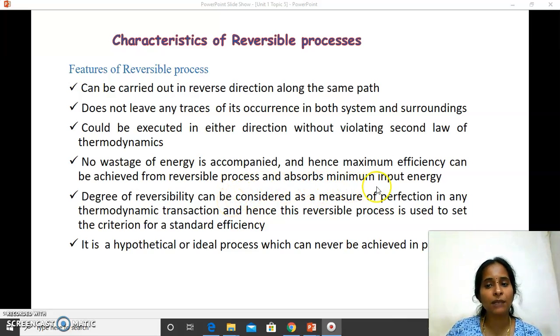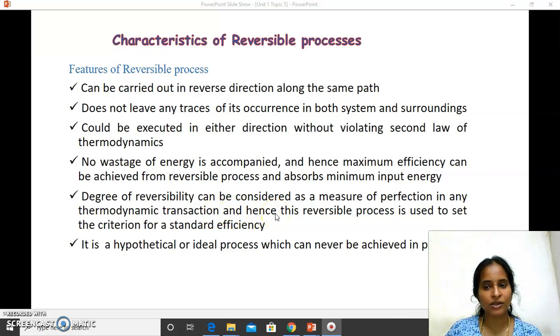And it absorbs minimum input energy. Of course, you come to know that with minimum input it will yield maximum efficiency only by way of conduction of that process reversibly, infinitely slowly, quasi-statically, without any effect. So the degree of reversibility tells about a measurement of perfection in any thermodynamic transactions or reactions.